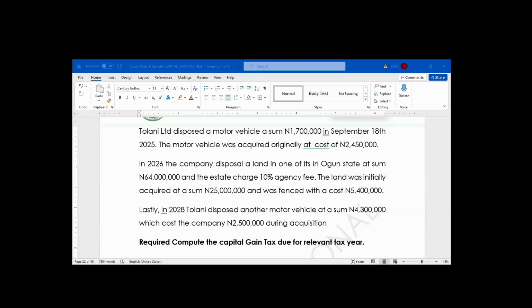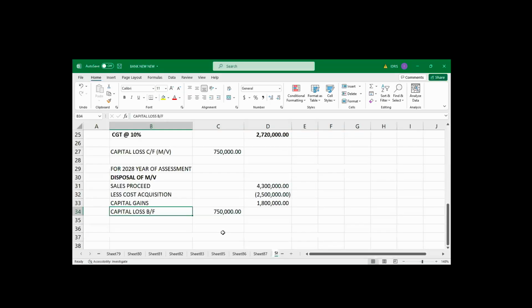Please, return us to the Excel. Are you in the Excel now? Can you see the 2028? Capital gain 1.8, Abi. Capital loss brought forward. That is what you write, Abi. You don't need to write carry forward, because you are not taking it forward to another year, Abi.